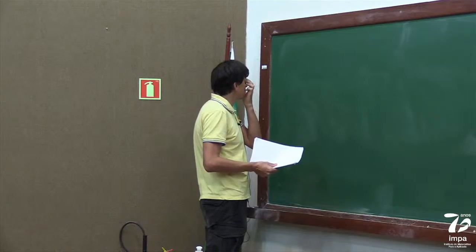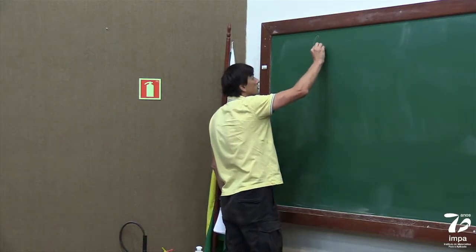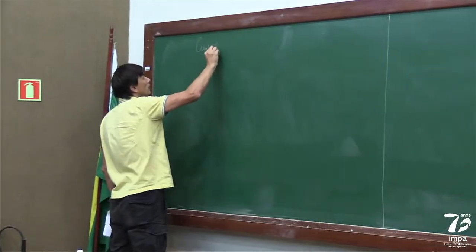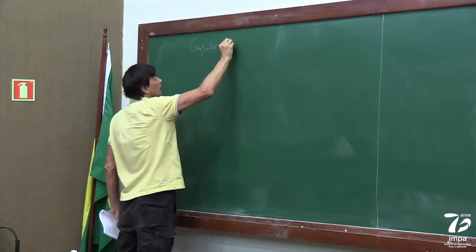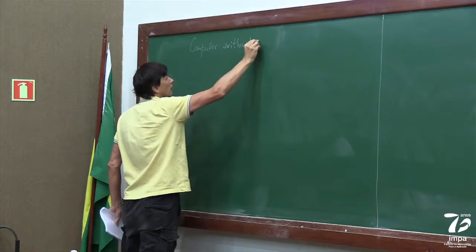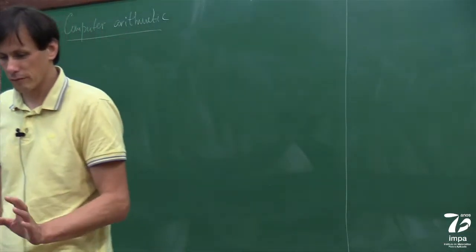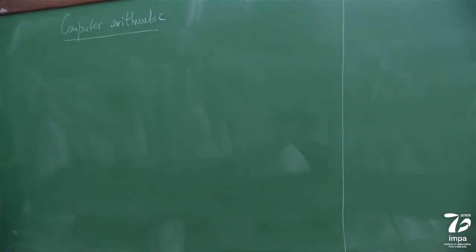So we can continue and maybe finish today this elementary topic about computer arithmetic, which is about how you represent numbers and perform elementary operations. So just something very, very basic for numerical analysis, but important.